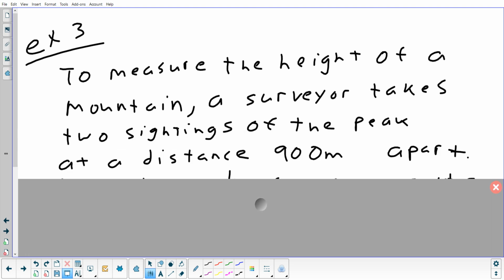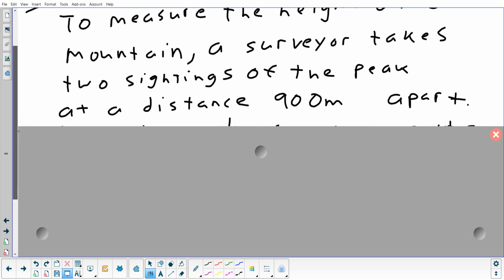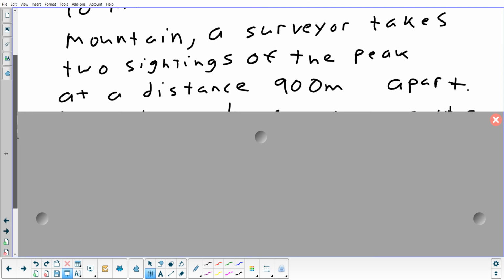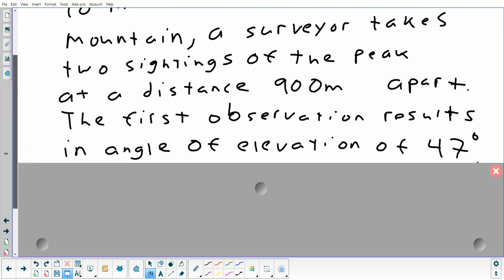And the 2 different sightings of the mountain are going to be taken at a distance of 900 meters apart. That has to be a known distance. That's easy to know because you just stand somewhere, get in your car, use your car to measure how far back you drive, and then get out and measure again. So that's easy to figure out.